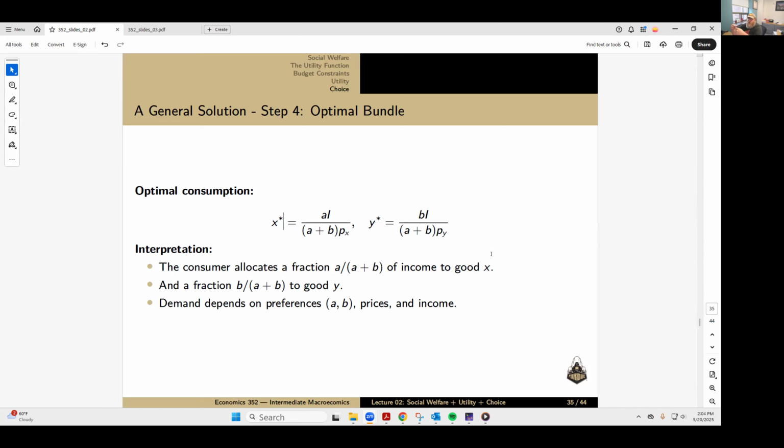And so the extent to which particular goods, or goods in general, are being demanded in your economic system is going to be a function of preferences. So what do people like and what do they not like? What do they have to pay in terms of prices? And how much money do they have, right?